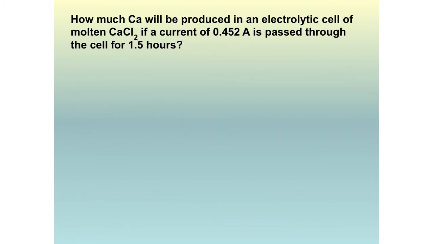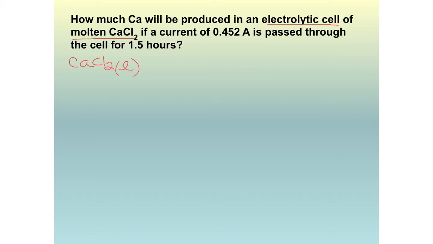All right, here is our first example. How much calcium, that should really say how many grams of calcium, will be produced in an electrolytic cell, so we know it's not spontaneous, of molten CaCl2. Molten means that it's a pure liquid. So we have CaCl2 (l), not aqueous. So therefore, this is occurring at a very high temperature because since it's an ionic compound, it would have a very high melting point.